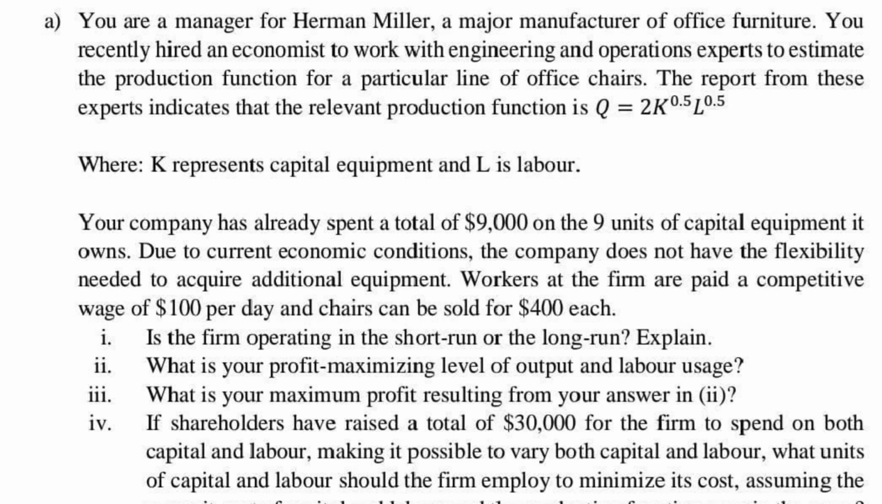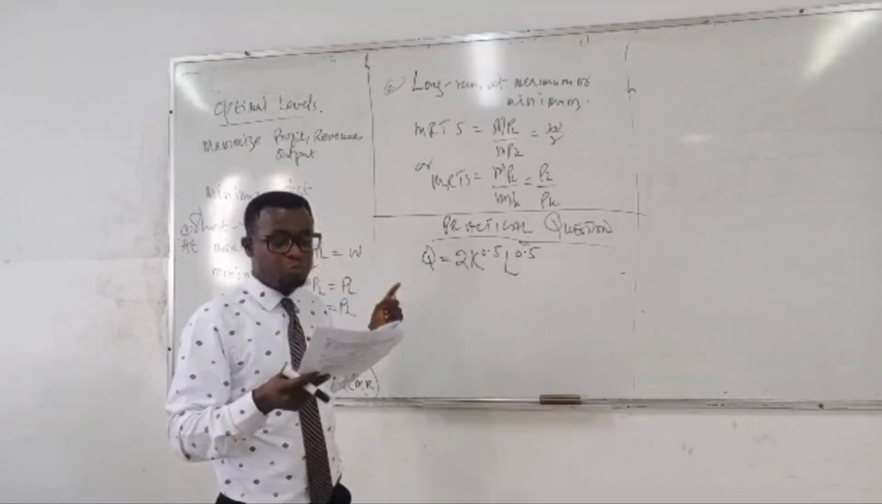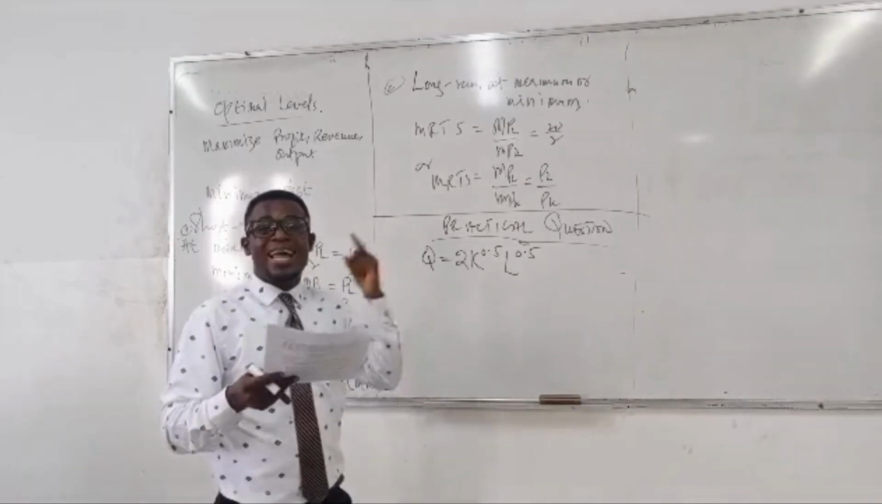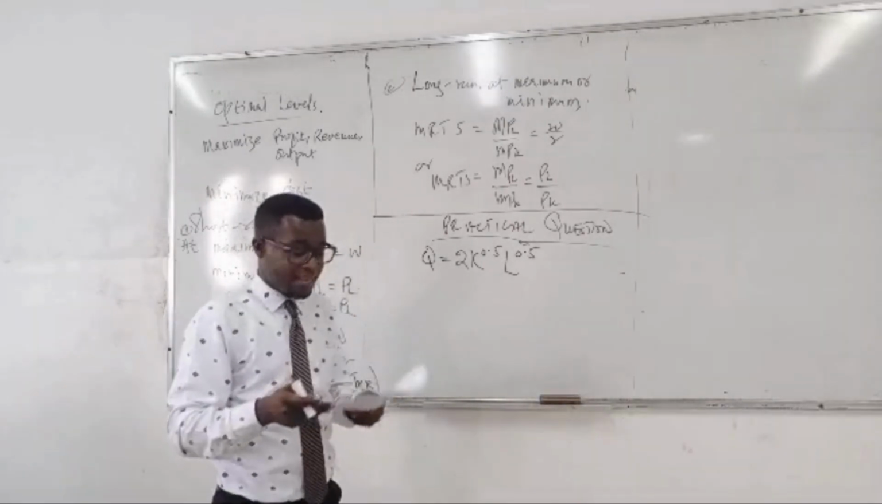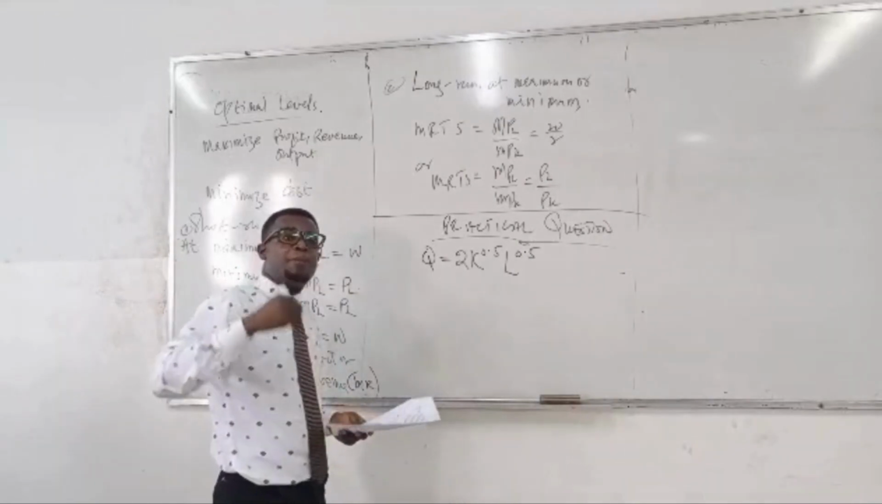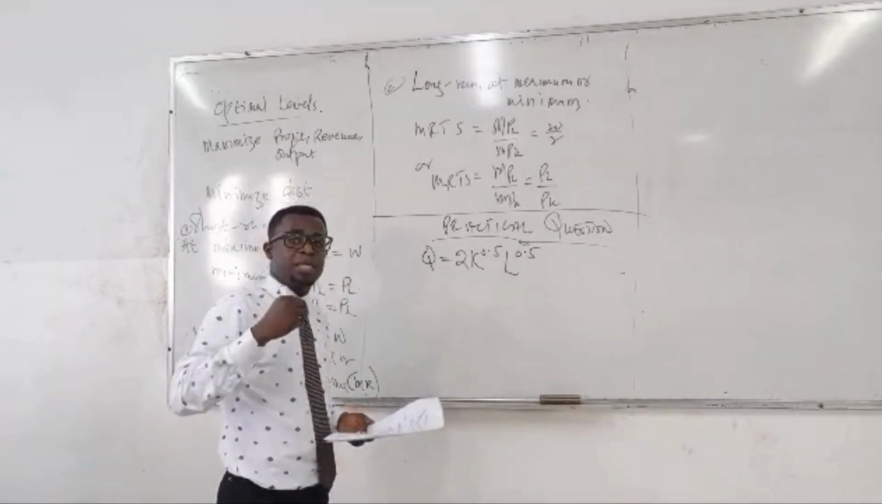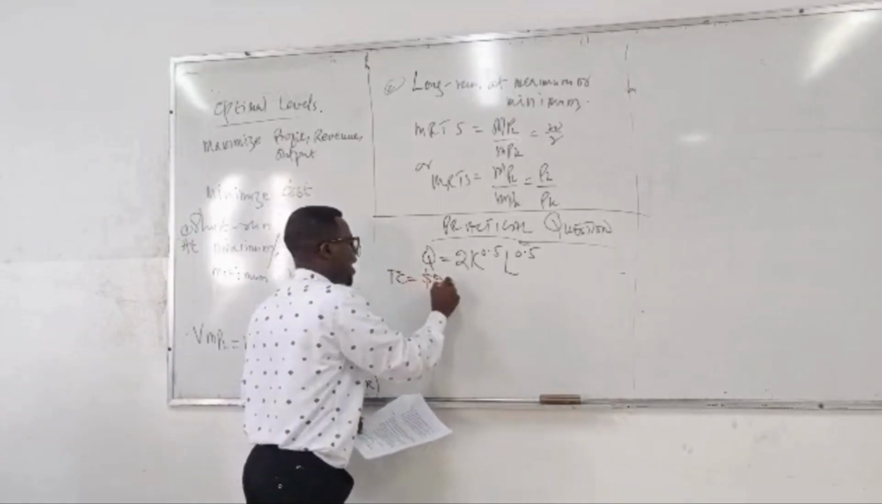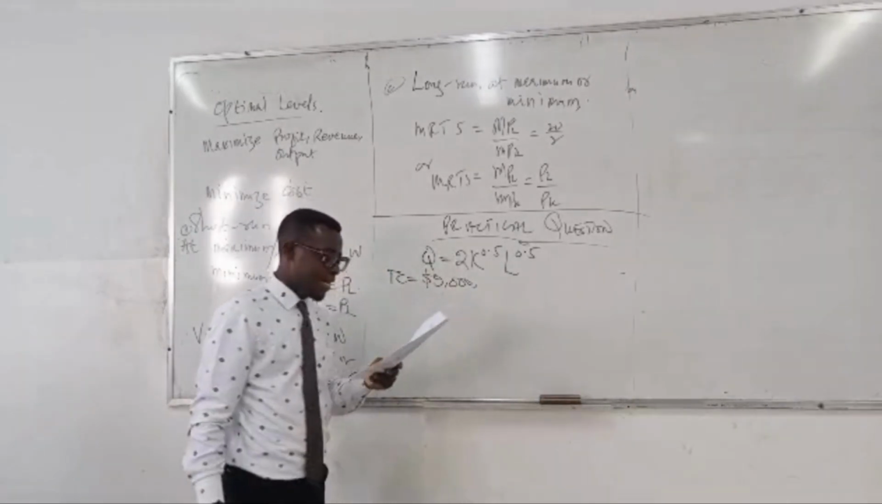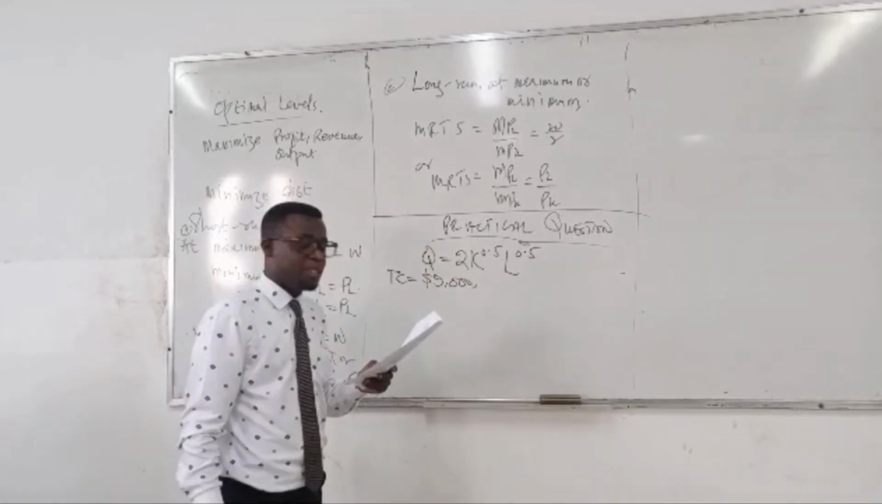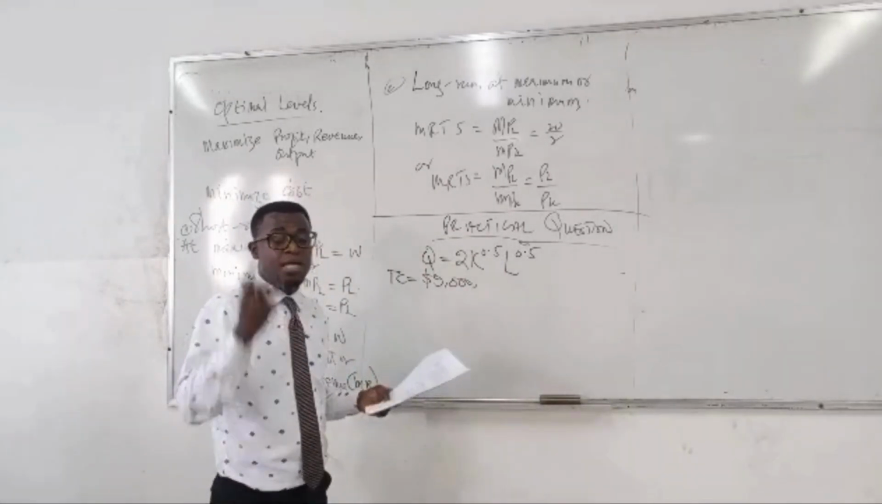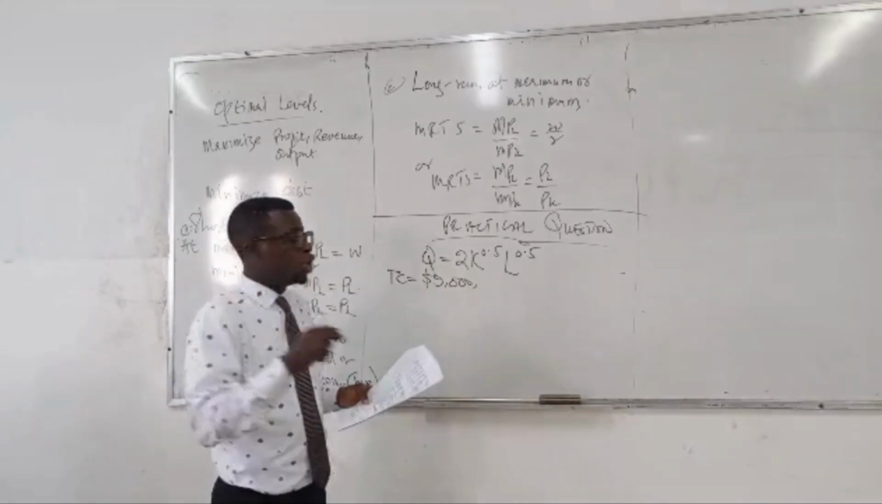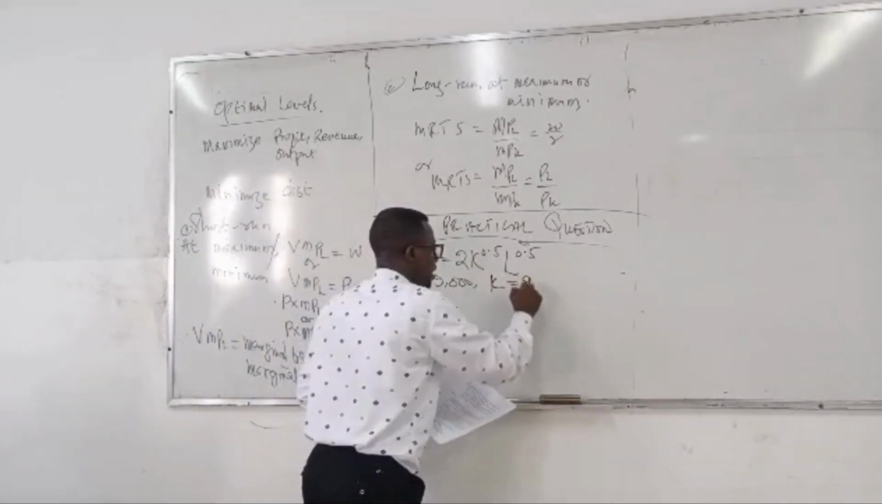The report from these experts indicates that the relevant production function is this. Now, your company has already spent a total of $9,000. So how much your company spent is how much it cost the company. So we'll say that the TC is $9,000. And on the 9 units of capital equipment, remember, K represents the units, not the amount. So this K, the capital, is 9 units.